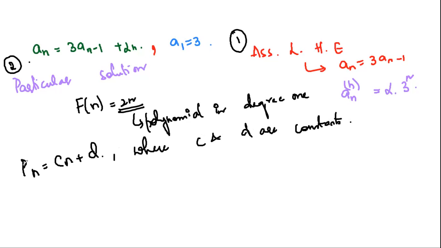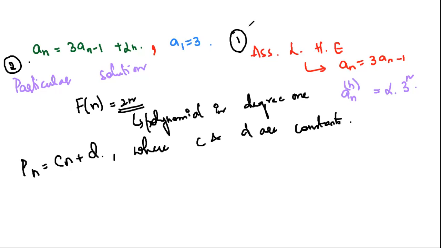C and D are constant. To determine whether there are any solutions of this form, suppose that pn is equal to cn plus d, this is a solution. Then the equation an is equal to 3an minus 1 plus 2n can be written as, so instead of an we will write this pn.